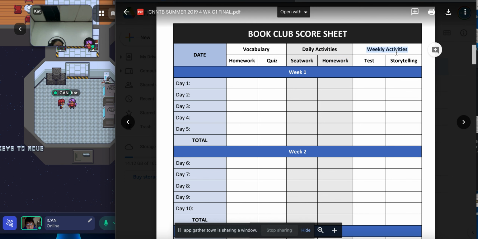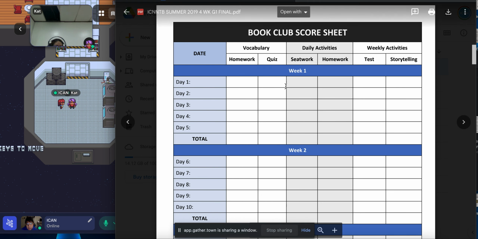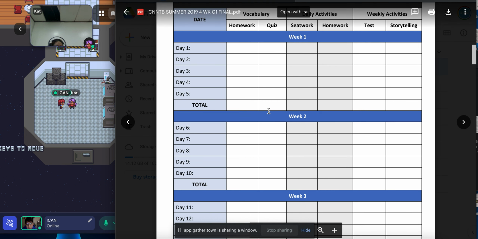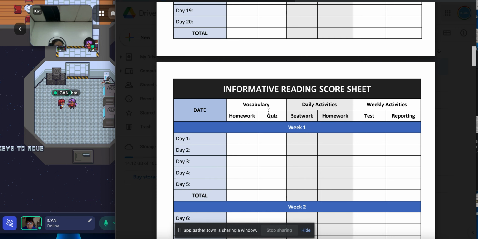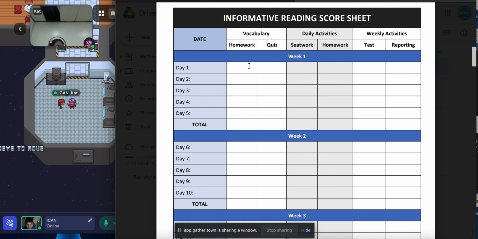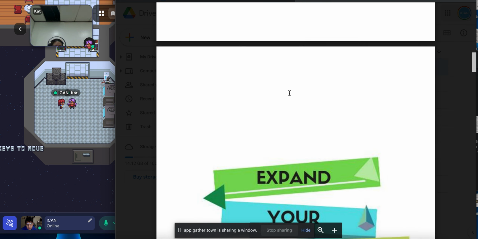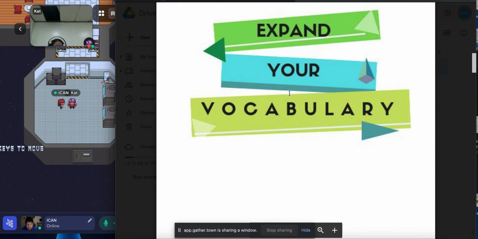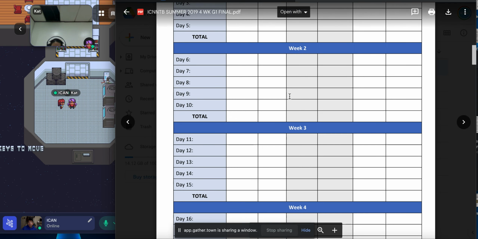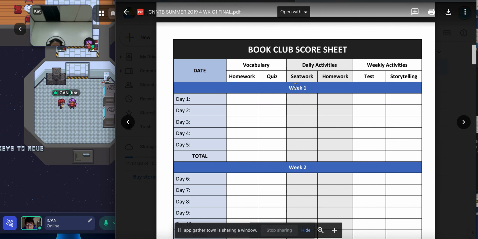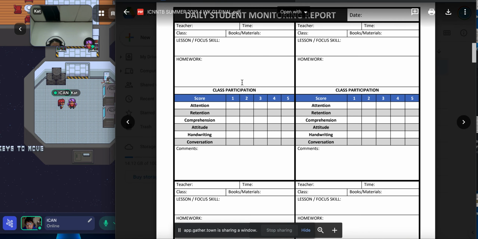And then for their weekly activities, we have the test and storytelling. So it depends on when they happen. If the test happens day five, then just write it here. But if it's every day, then you know that's how it works. So 4 weeks also. For information reading, we also have the same thing, reading to writing, and then expand your vocabulary. So basically, this is just for recording the scores, and this is for monitoring the students.